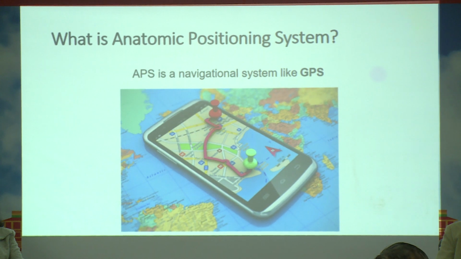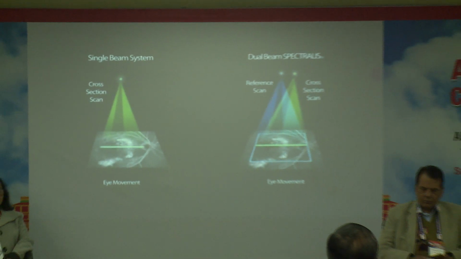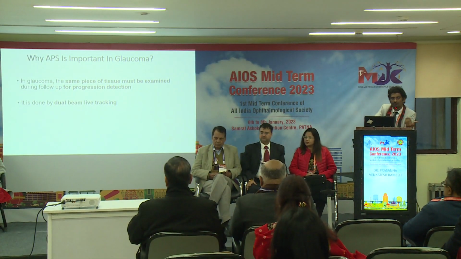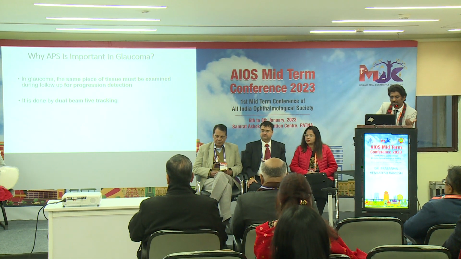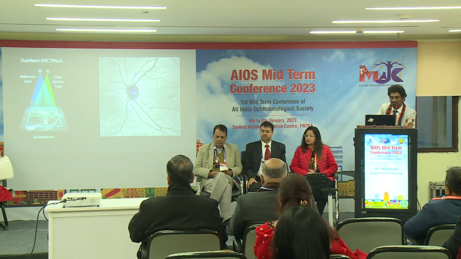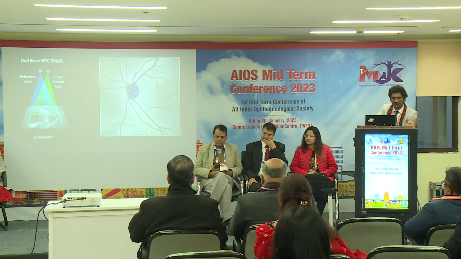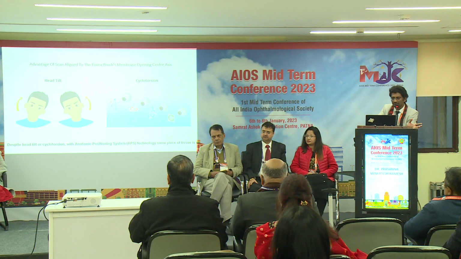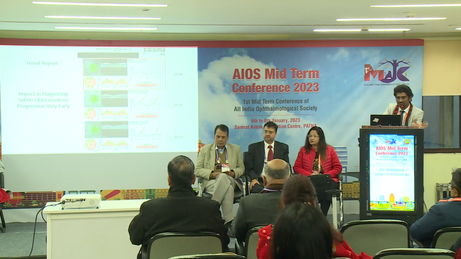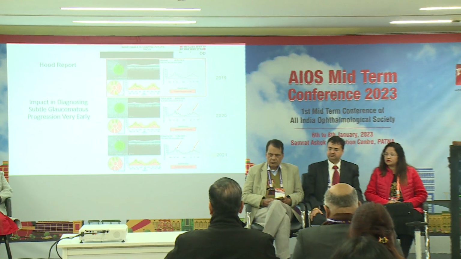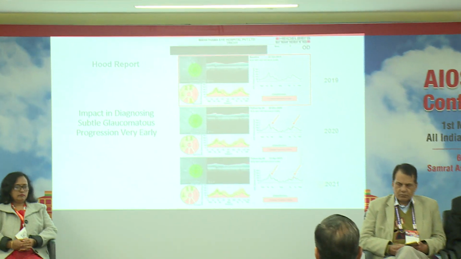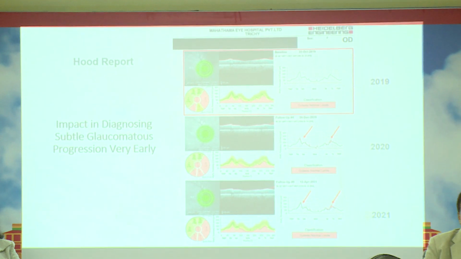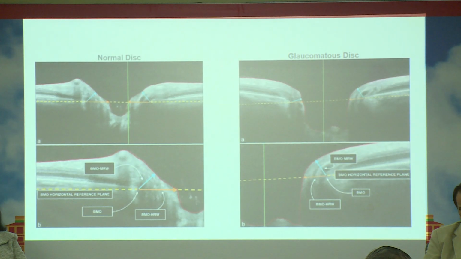It has a lot of additives like the GPS system. Compared to a traditional OCT, where eye movements would be lost, in this, even when there is an eye movement, the software picks it up. So every time during a progressive examination, the same piece of tissue is examined. That's the beauty of this particular technology. Even with eye movement, head movement or cyclotorsion, the same piece of tissue is examined again and again. So in the progressive analysis of a glaucoma patient, even when it is very subtle, as you can see in this patient, we can easily detect glaucomatous progression very early.